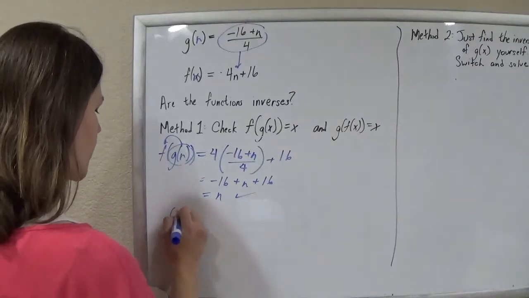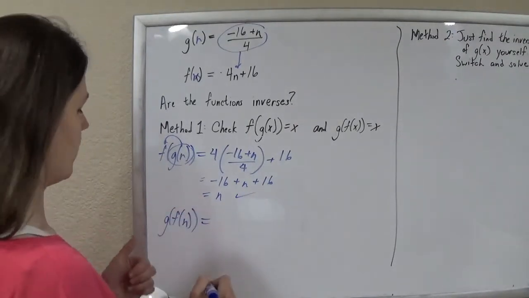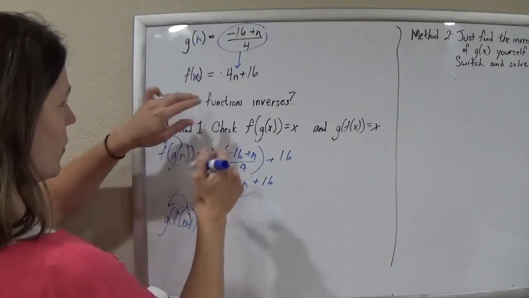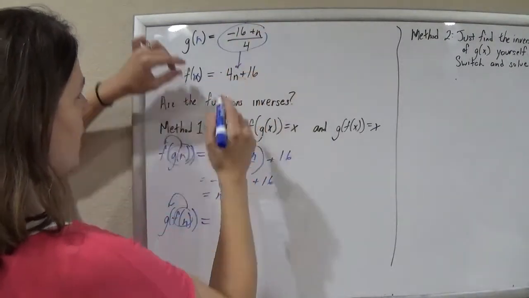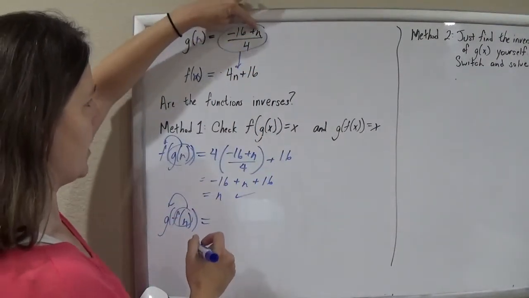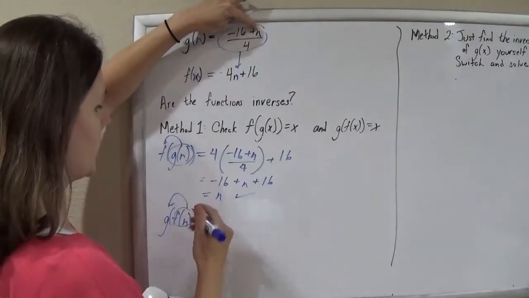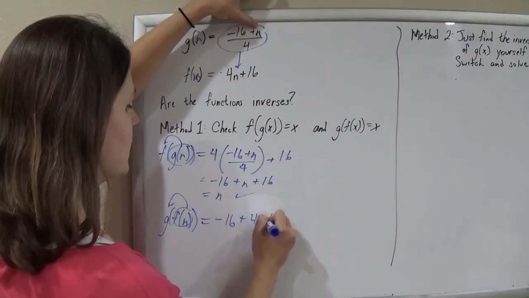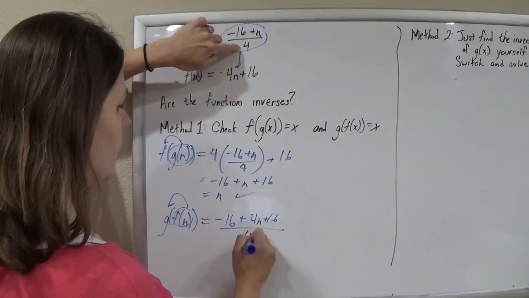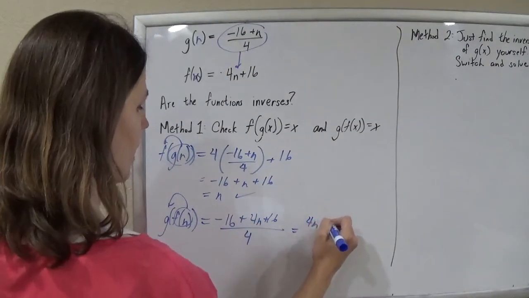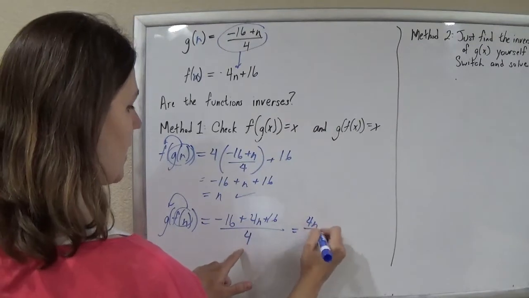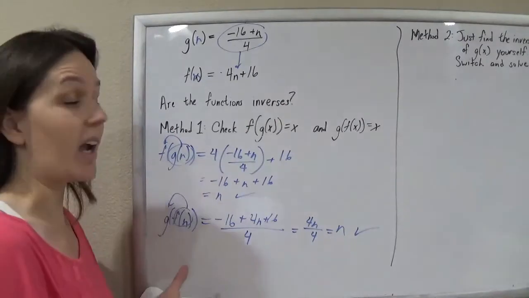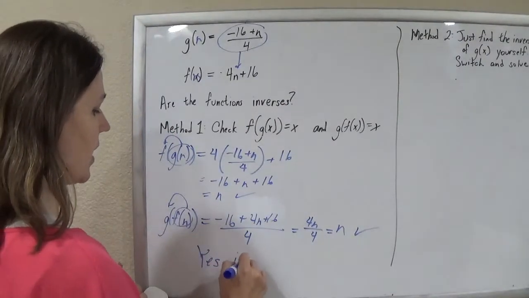And then usually if it works one way, it works the other, but we'll just check it for completeness. So now I'm going to put f of n into g, so the reverse. I'm going to put this guy into that guy. So I'm going to start writing g. Wherever I see an n, I'm going to put in that whole function. So I've got negative 16 plus 4n plus 16, all over 4. So this is 4n, because the negative 16 plus the 16 cancel out, over 4, and the 4 is canceled, so that also gives me n. Check. These are inverses. The f and the g are inverses.